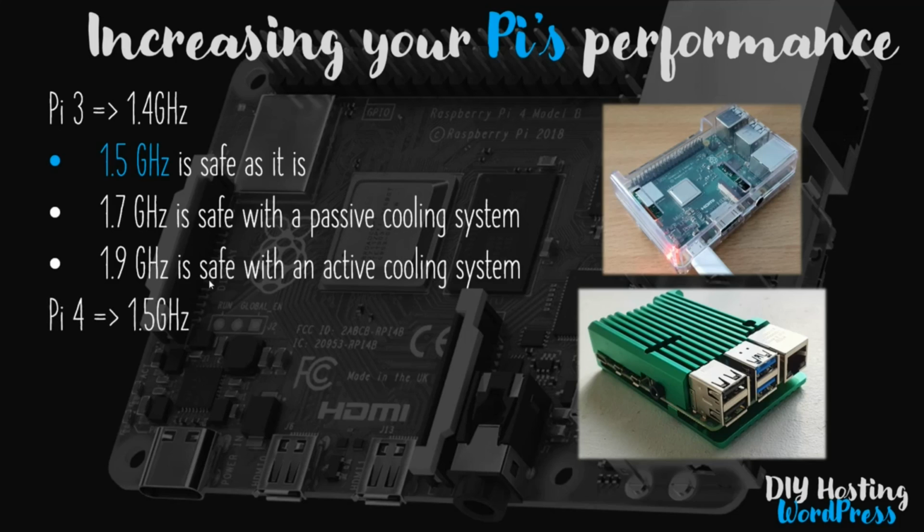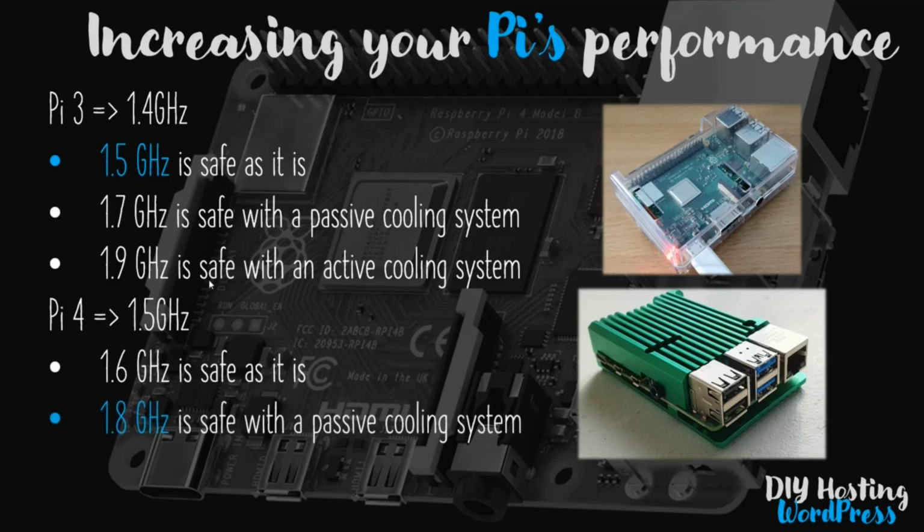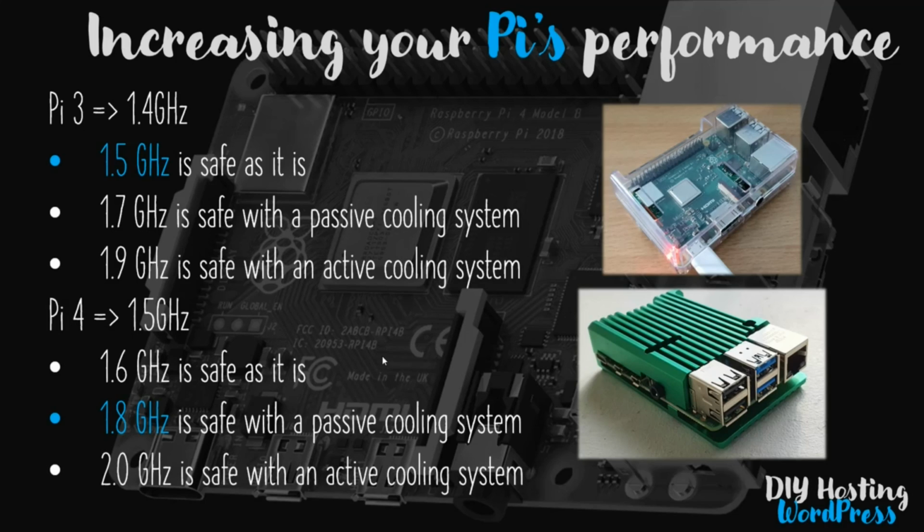With the Pi 4, it comes out of the box with a clock speed of 1.5 GHz. It's safe to take it up to 1.6 without any extra cooling. My Pi down here runs at 1.8 GHz quite comfortably in its heatsink case. And people regularly go up to 2 GHz with an active cooling system. So that's kind of the picture for these two systems.